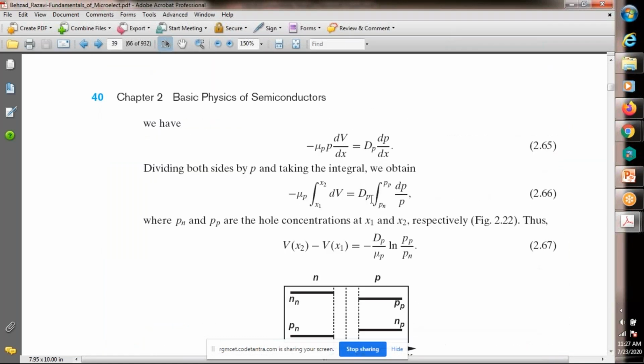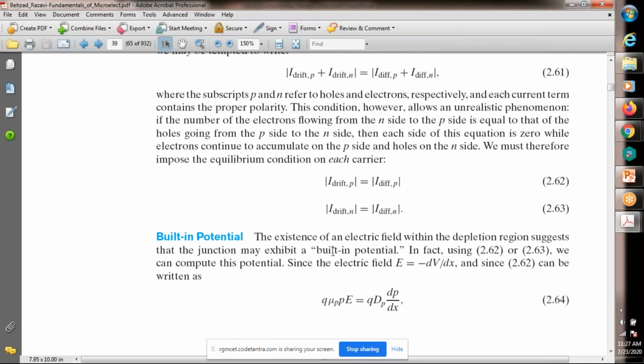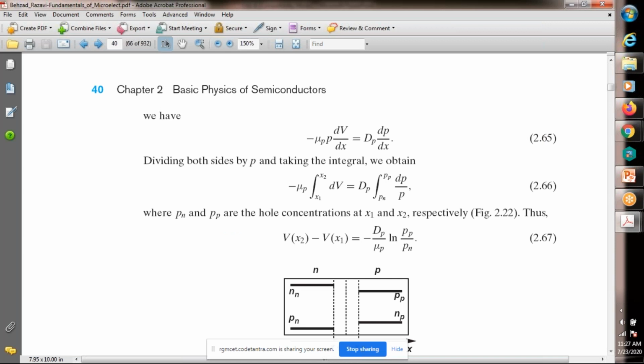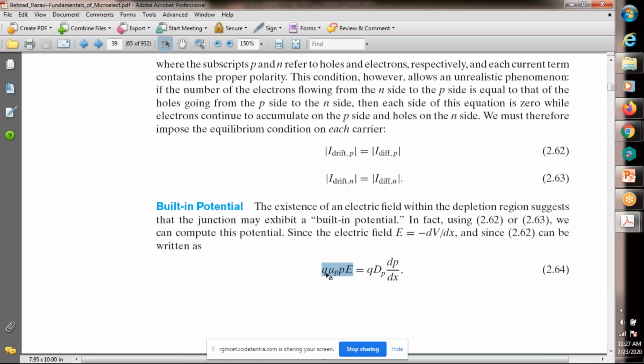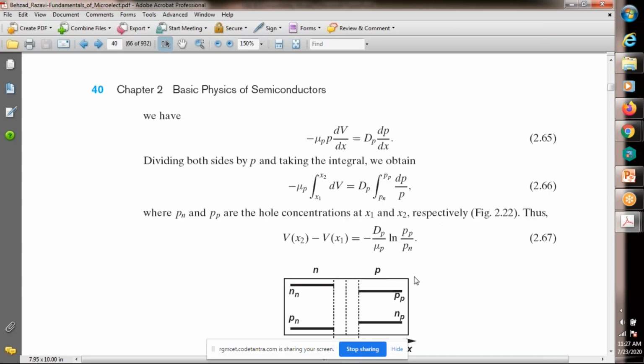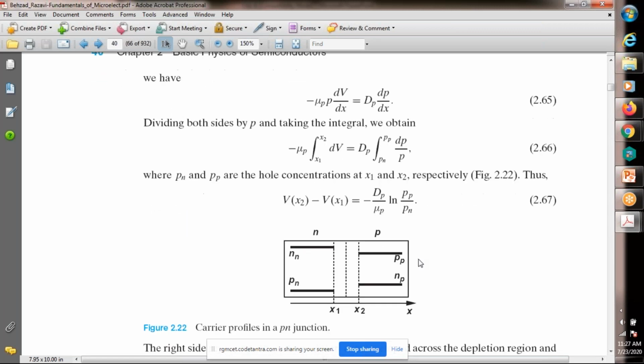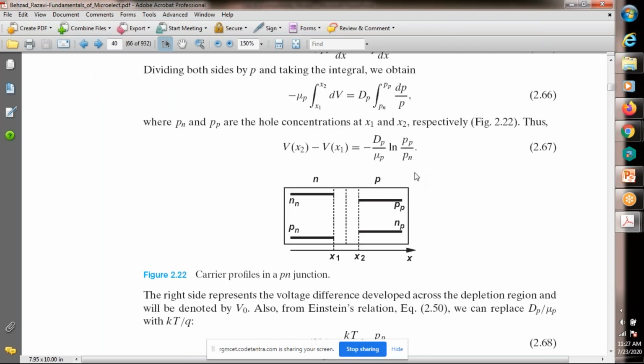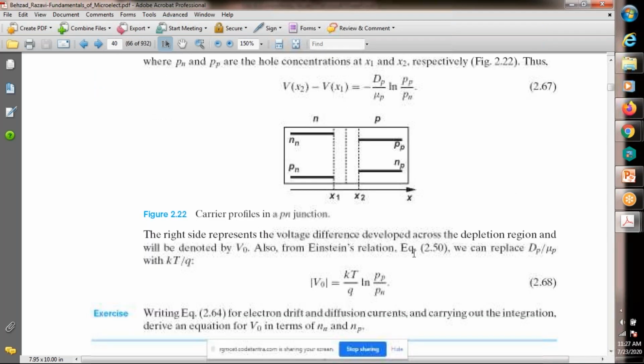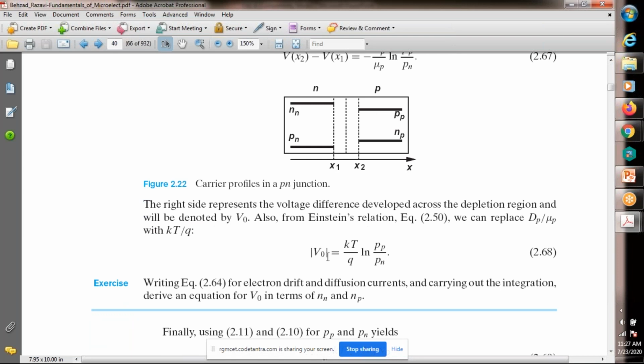Okay, that is called the built-in potential derivation. Drift current is equal to diffusion current. Here the voltage is equal to kT by q ln pp by pn.